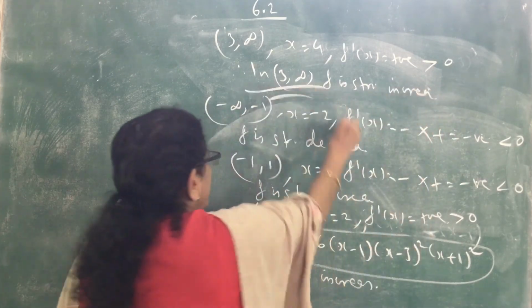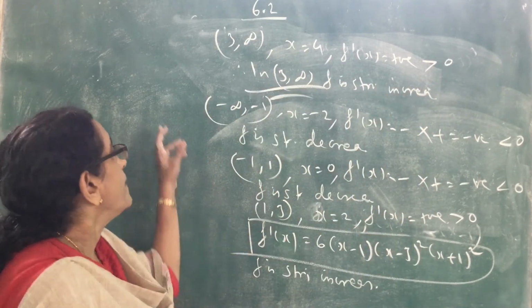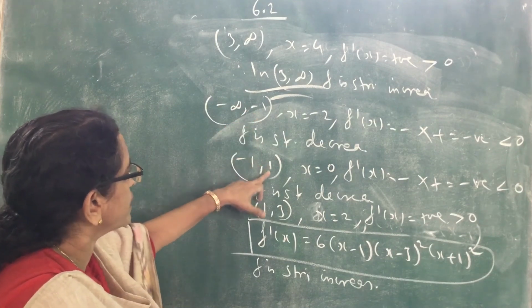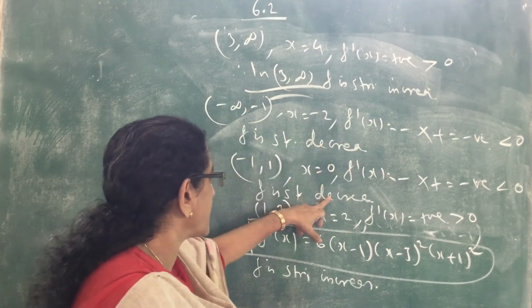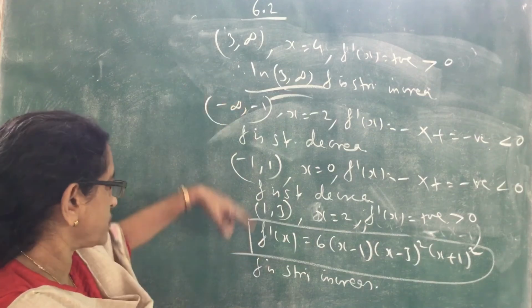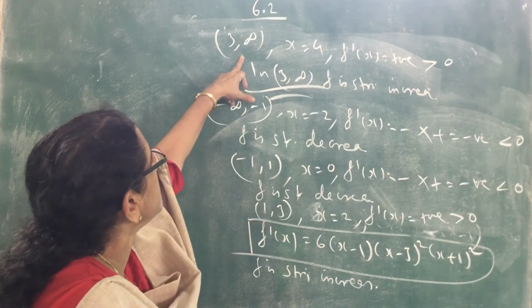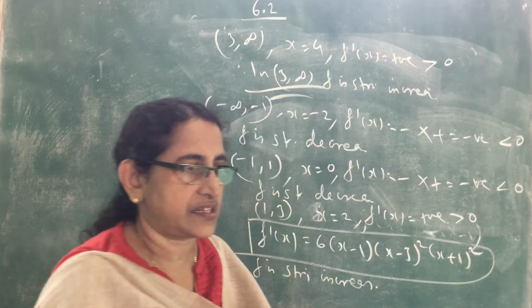So we got in the first two intervals, minus infinity to minus 1 and minus 1 to 1, the function is strictly decreasing. And in the next two intervals, that is 1 to 3 and 3 to infinity, the function is strictly increasing. So that is the answer.